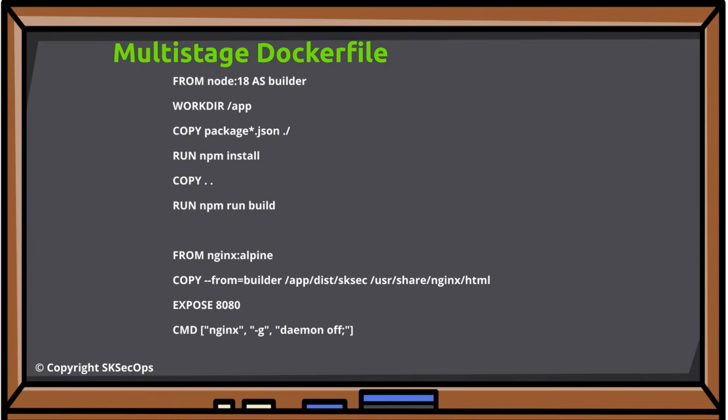Let me use the blackboard in order to understand the multi-stage Dockerfile. This multi-stage Dockerfile is very simple. If you observe this Dockerfile, there are two FROM commands. So if you have two FROM commands, then how many stages are there here? We have two stages. One is stage 1 and the other is stage 2.